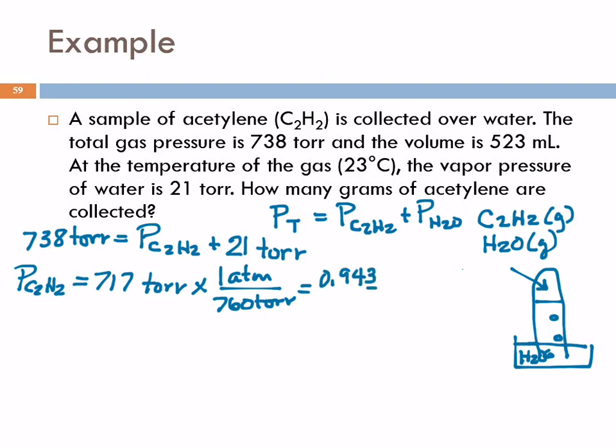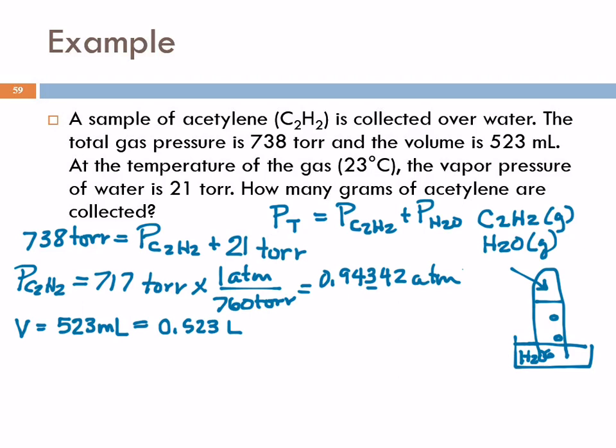0.943. And then I'm going to stick in two more digits to avoid rounding errors. They give us a volume, 523 milliliters. Is that a good unit for the ideal gas law? No. So that's equal to 0.523 liters. What else do we need? PV equals NRT. We've got P and V. We need the temperature, in Kelvin.